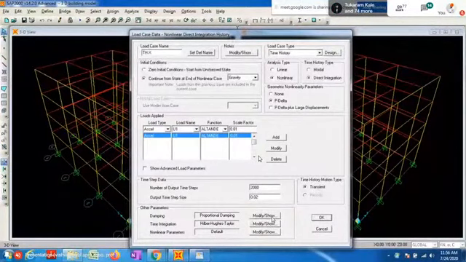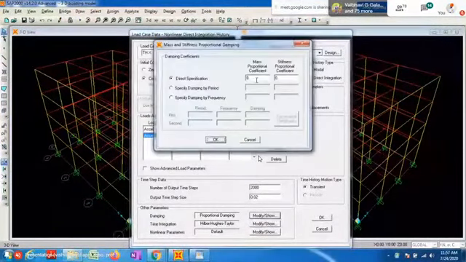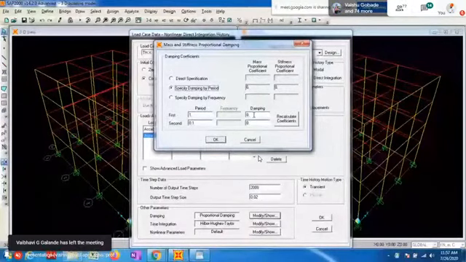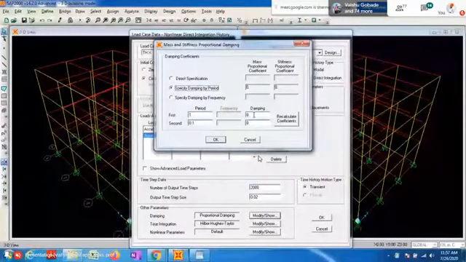Now there are two ways to give the damping information: specify by period or specify by frequency. I will specify by period. So here, in the x direction and y direction, you just give the input. Now we have noted this.